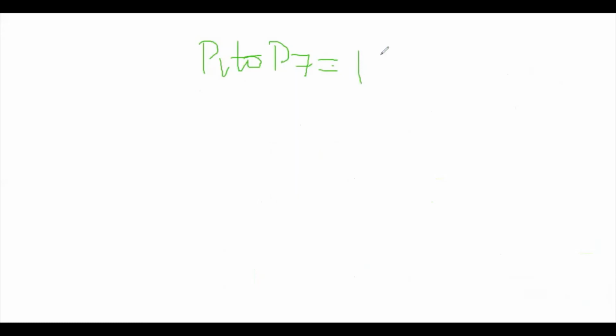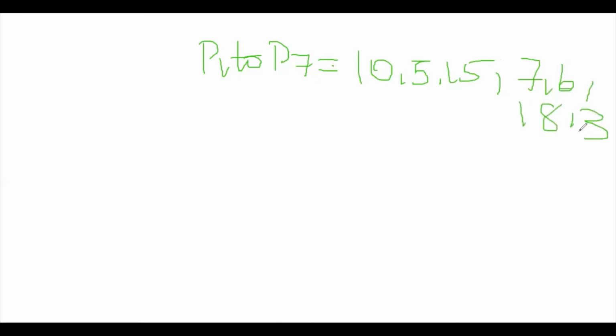The profits are 10, 5, 15, 7, 6, 18, 3. So 10 is for P1, and then P2, P3, P4, P5, P6, P7.